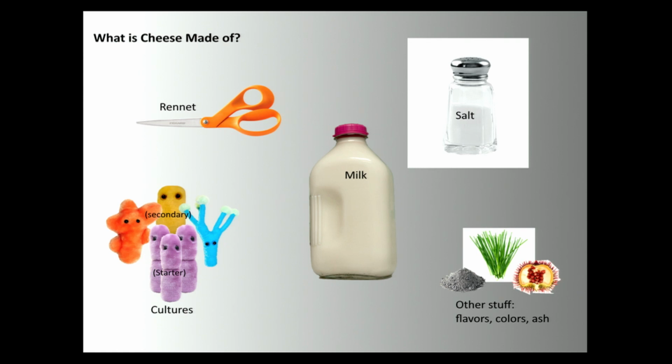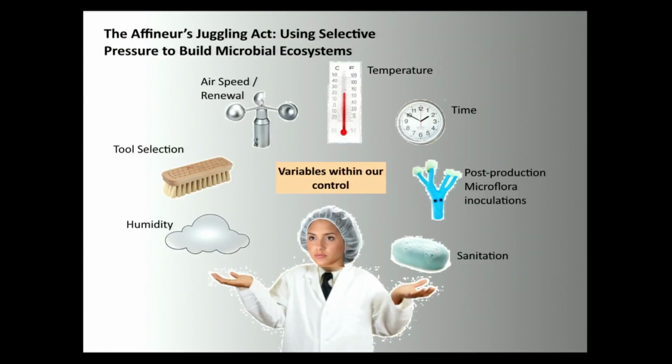So what is cheese made of? It's miraculous, really. You've got the same 4 ingredients and you've got 1,000 iterations, right? How cool is that, right? Basically cultures, rennet, shown as scissors. So we like to think about enzymes really as clipping proteins. Salt and other stuff, we don't really mess with the other stuff too much at Jasper Hill.